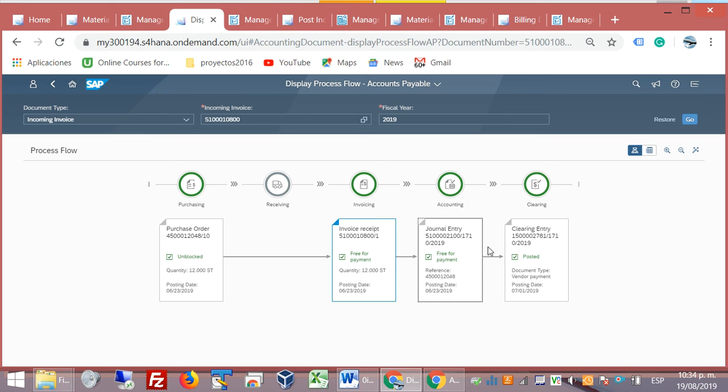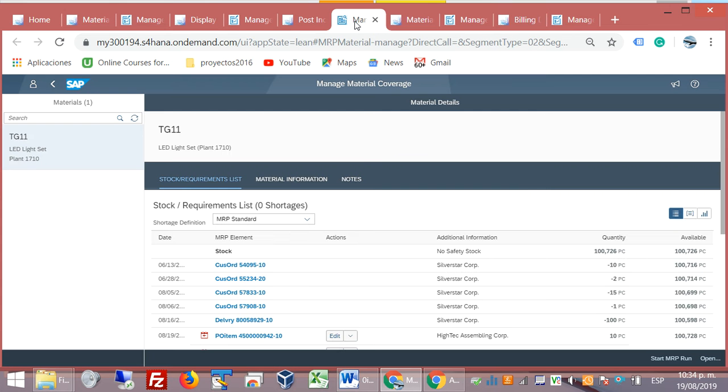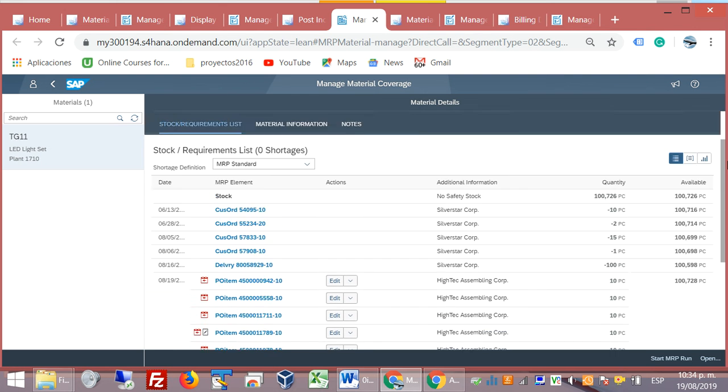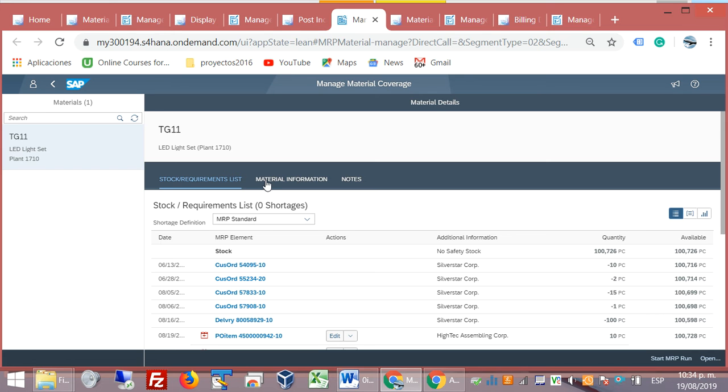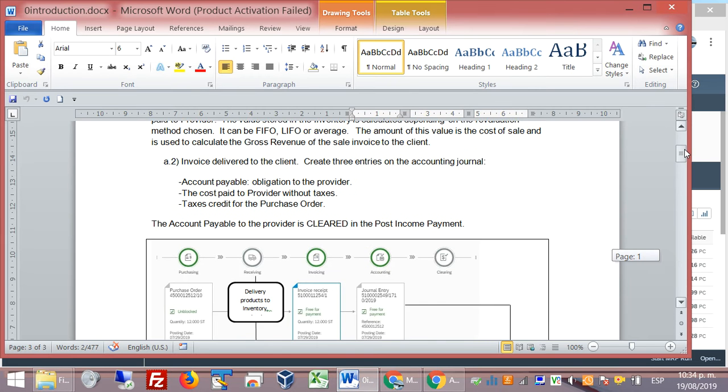We are going to cover in this course purchases, sales, what are the processes of sales, and how we can query what are the movements of the inventory of every product that we have in the warehouse. So these are the processes of purchasing.